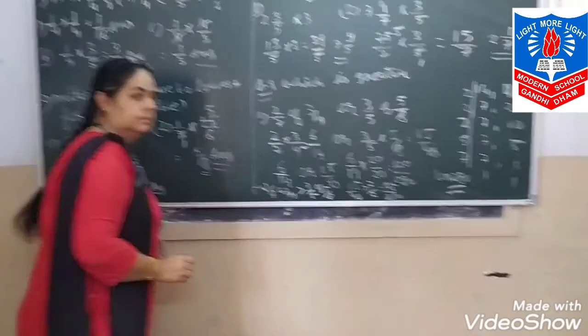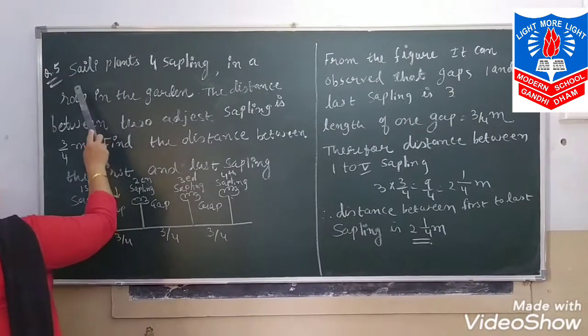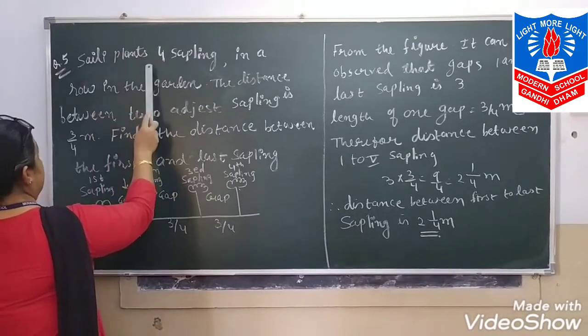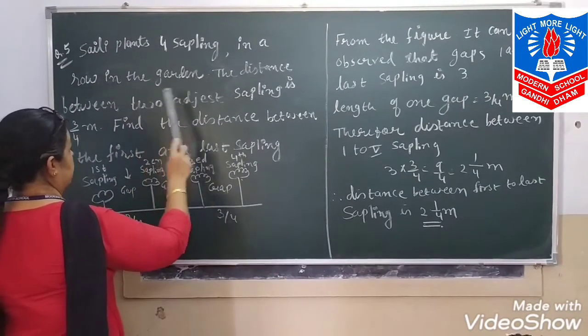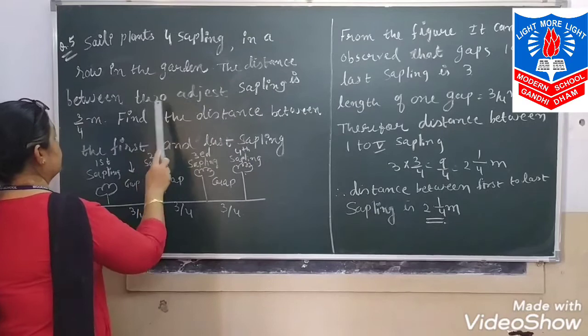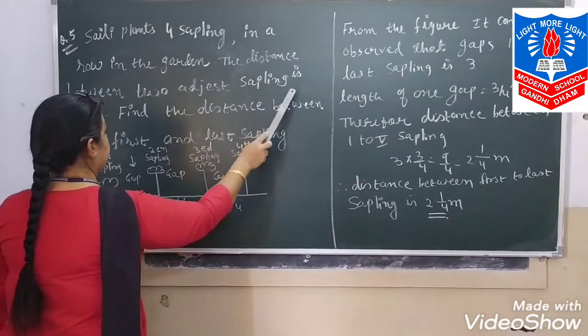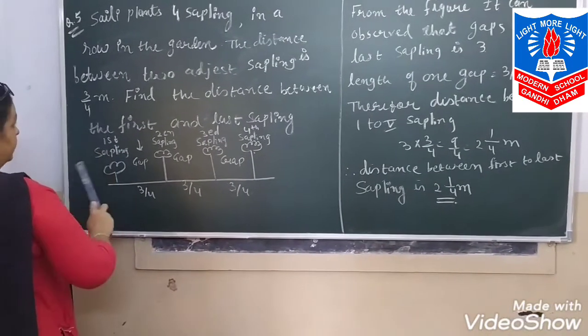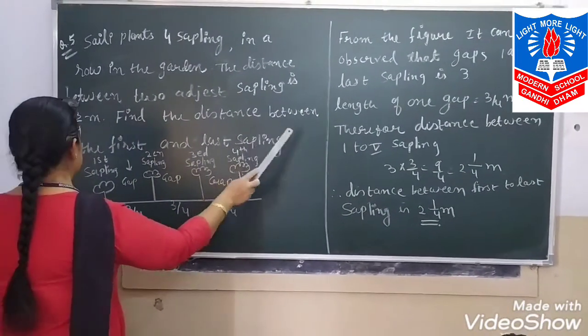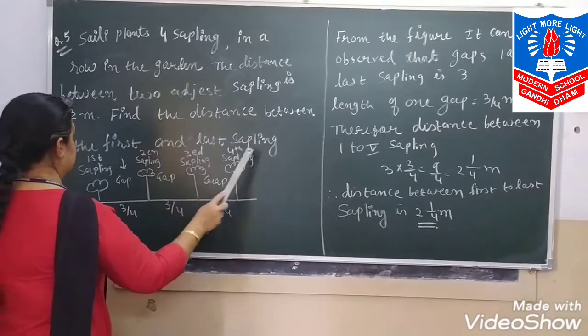Fifth problem. Sally plants 4 saplings in a row in the garden. The distance between two adjacent saplings is 3 and 3 upon 4 meter. Find the distance between the first and last sapling.